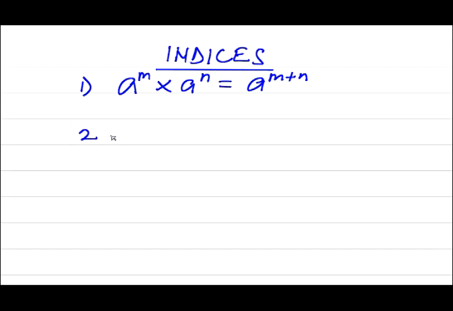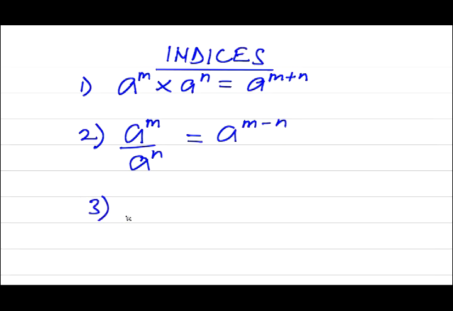Second law states that what? A raised to power m divided by a raised to power n is equal to what? A raised to power m minus n. Okay, and also you have that a raised to power m, raised to power n, is equal to what? A raised to power m times n, isn't it? That will be a raised to power mn.